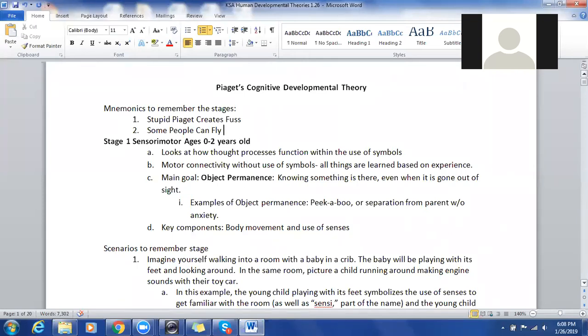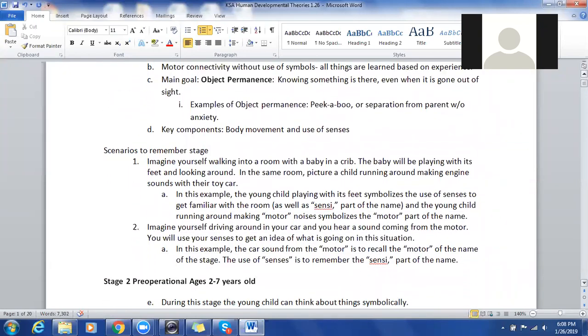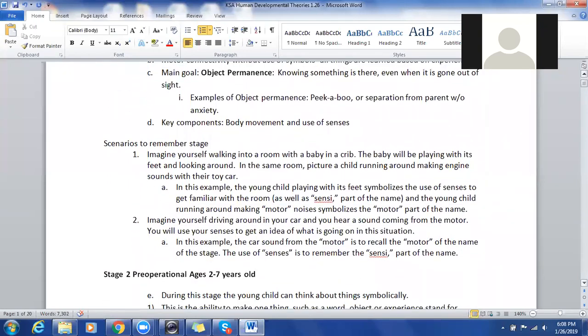And then key components are body movement, meaning they'll utilize their bodies as well as their senses to identify what's going on in their environment. Is it dangerous? Is it not dangerous? What's actually going on? Is it hot? Is it cold? Things like that. And a lot of it is also going to be based on running around rooms, touching, feeling things. So you'll see little kids, they'll be like, man, what's this? They'll pick it up. And that's so they can get experience.